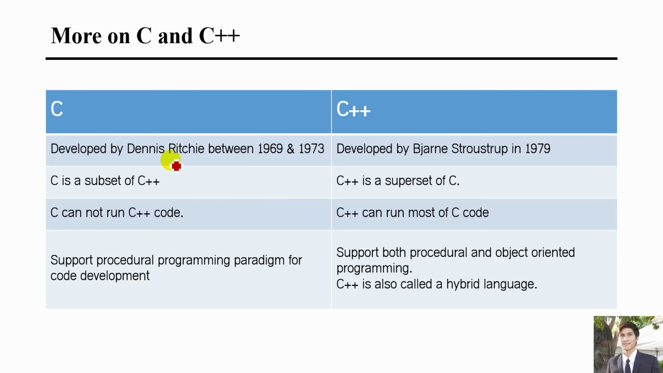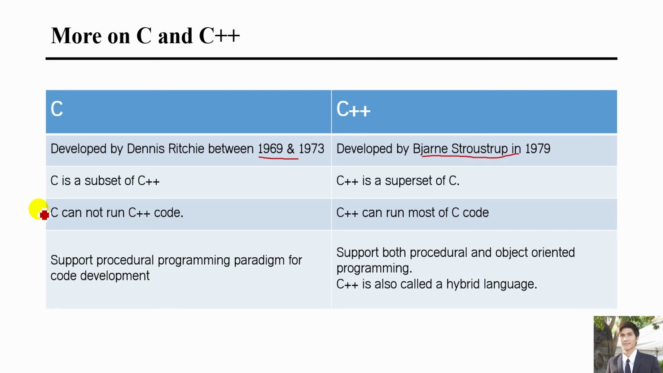C was developed by Dennis Ritchie during this year, while C++ is an extension of C and was developed by Bjarne Stroustrup in 1979. So normally C is a subset of C++. And we can say that C++ is a superset of C, which means that in C++ code, you can write C code inside. For example, the file is created with the extension .cpp. You can write C statements inside. Okay. Just for example, if you want to use printf, you just include it.